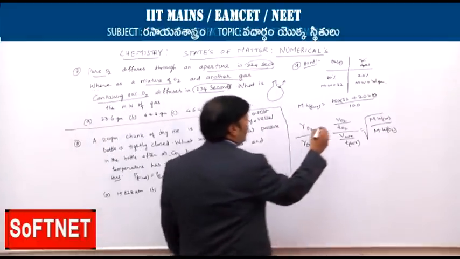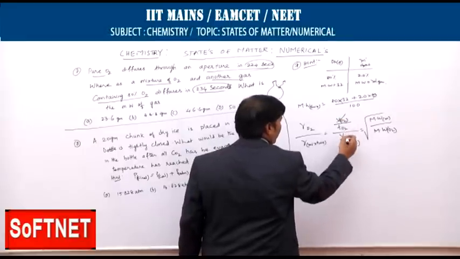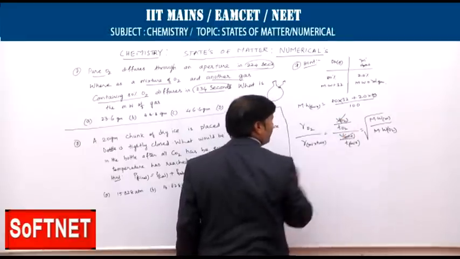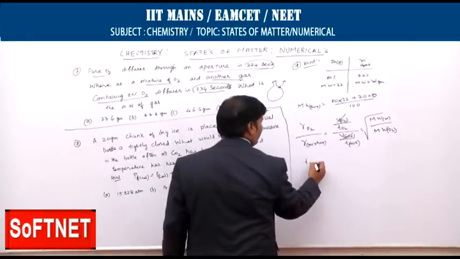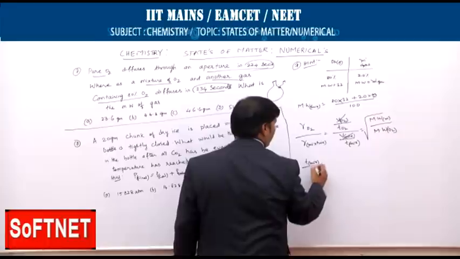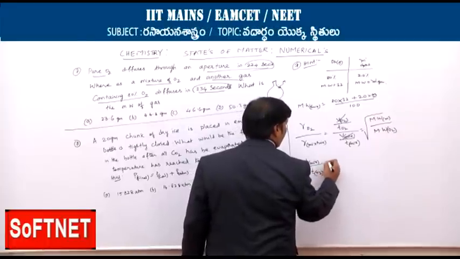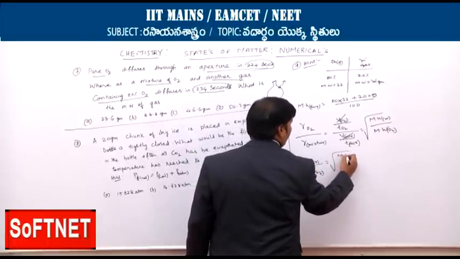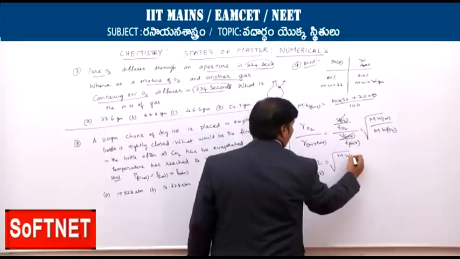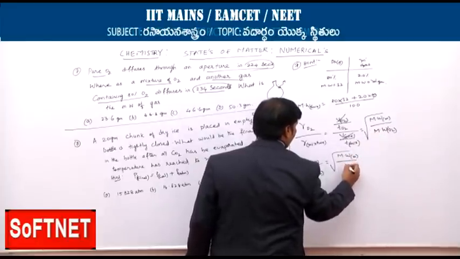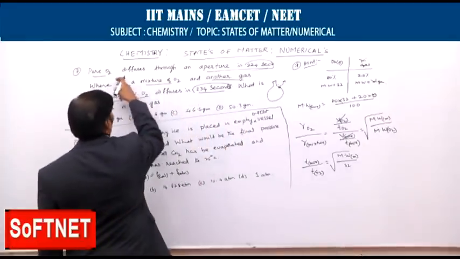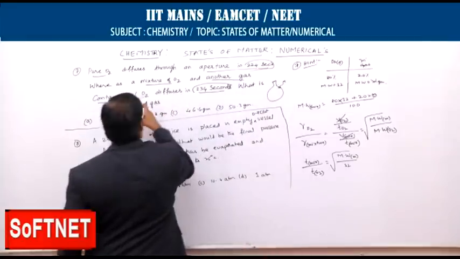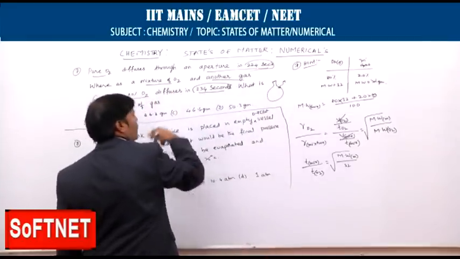So what I will do here is cancel the volume of the oxygen gas and the volume of the mixture. Now this step becomes time of diffusion of the mixture divided by time of O2 is equal to under root of molecular weight of unknown gas M divided by molecular weight of oxygen, which is 32. So you can substitute both values: for O2 it is 224 seconds, and for the mixture it is 234 seconds.